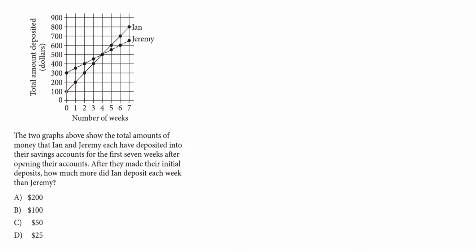So on week number 0, Ian has $100 in his account. Week number 1, he's got 200. Week number 2, he's got $300. So we can see, if you follow this pattern, that Ian seems to be depositing $100 every week to his account. So Ian deposits $100 every week to his account.